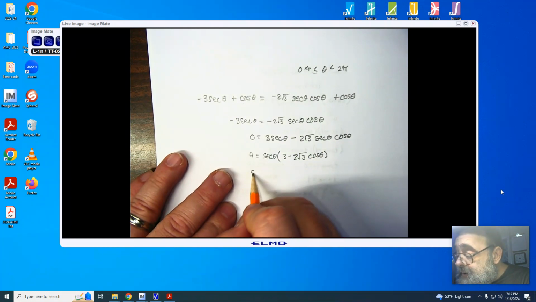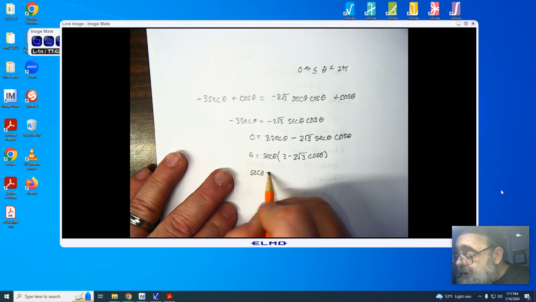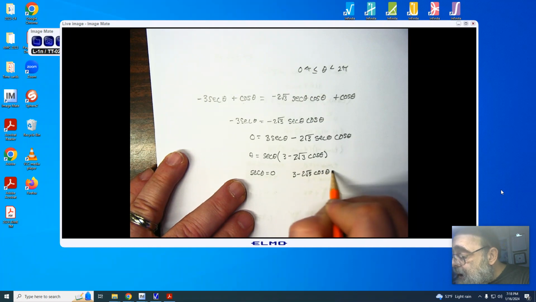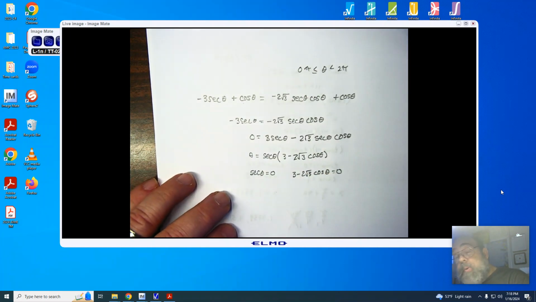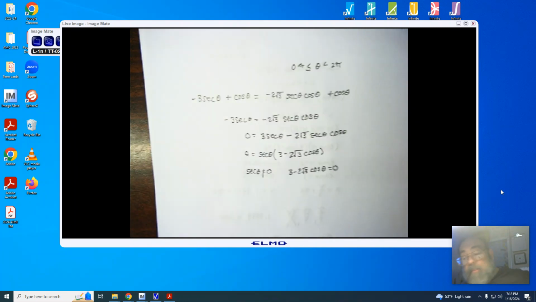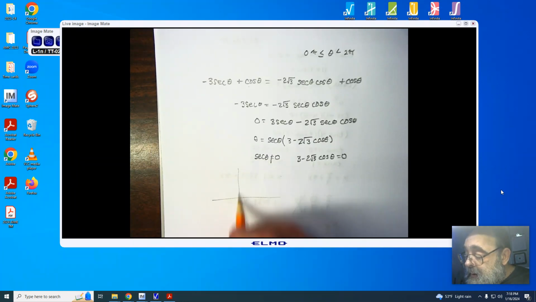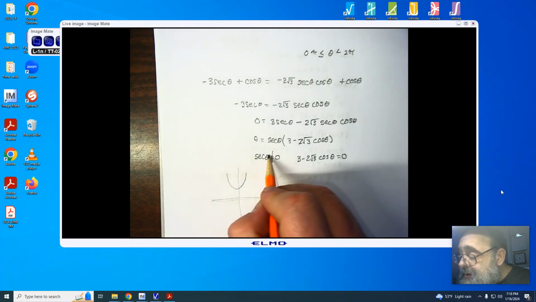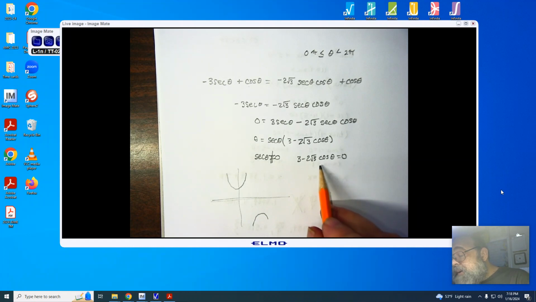Each one has to be equal to 0. So when is secant theta equal to 0? And when is 3 minus 2 root 3 cosine theta equal to 0? Now we know that secant theta is going to equal 0 when cosine is also, let me think about this. Oh, it's not going to work. Remember, our secant looks like this, and at no time is it ever going to touch this axis. So this portion has no solution to it. Let's look at this one now.